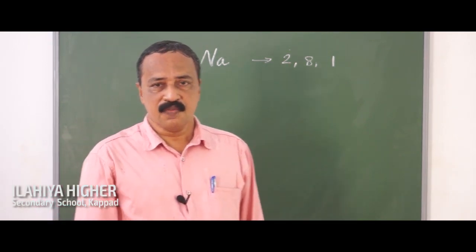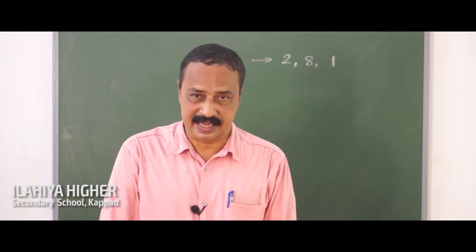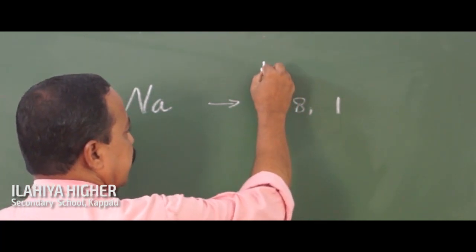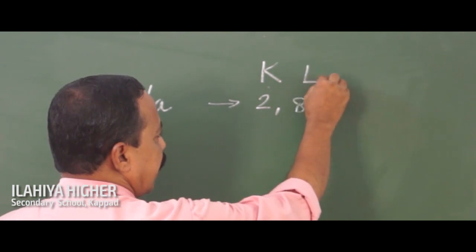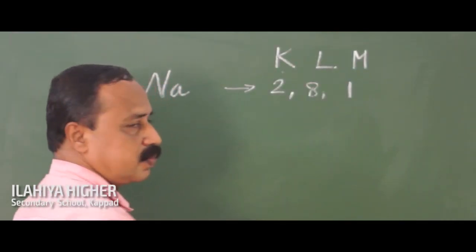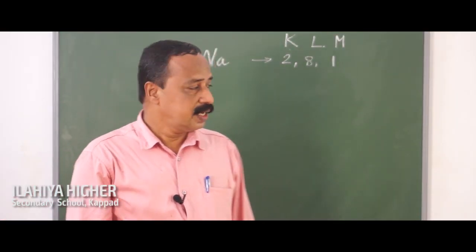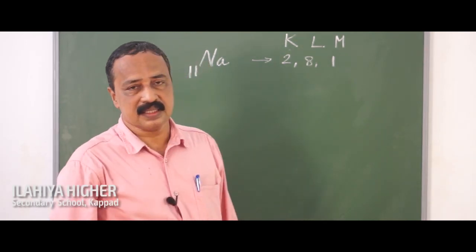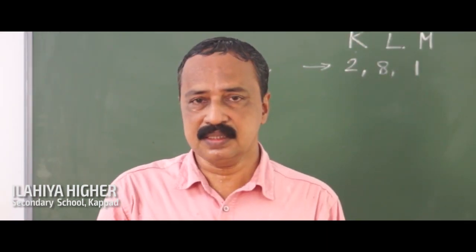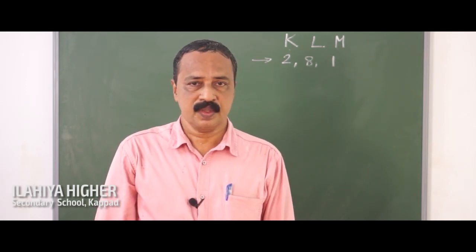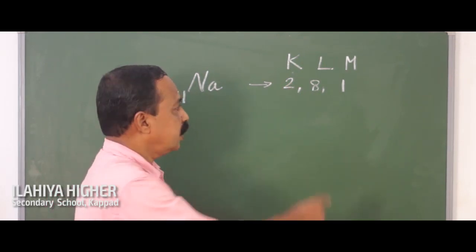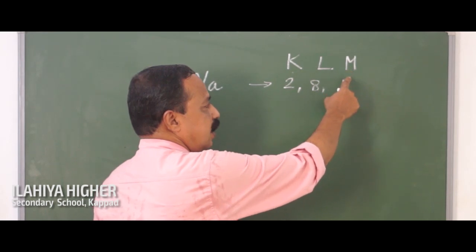In this, the first shell is represented by the letter K. K shell is the first shell, the second shell is the L shell, the third shell is the M shell, and the next shell is N. These are the four shells: K, L, M and N. Here the K shell contains 2 electrons, the L shell 8 electrons and the M shell 1 electron.